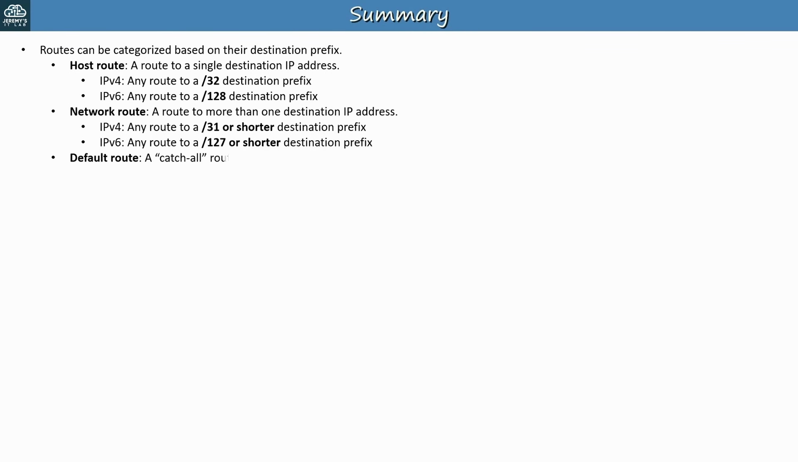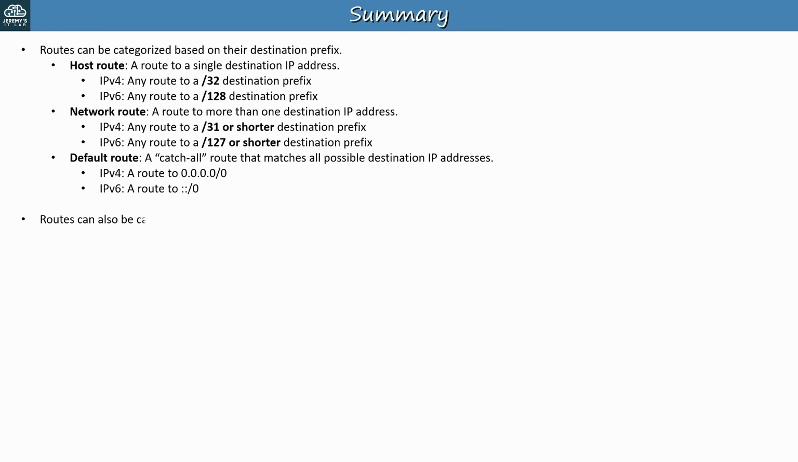Finally, a default route is a catch-all that matches all possible destination IP addresses. In IPv4, it's a route to 0.0.0.0/0, and in IPv6, it's to ::/0. Default routes are most commonly used for internet connections. Alright, those are the 3 ways to categorize routes based on their destination type.